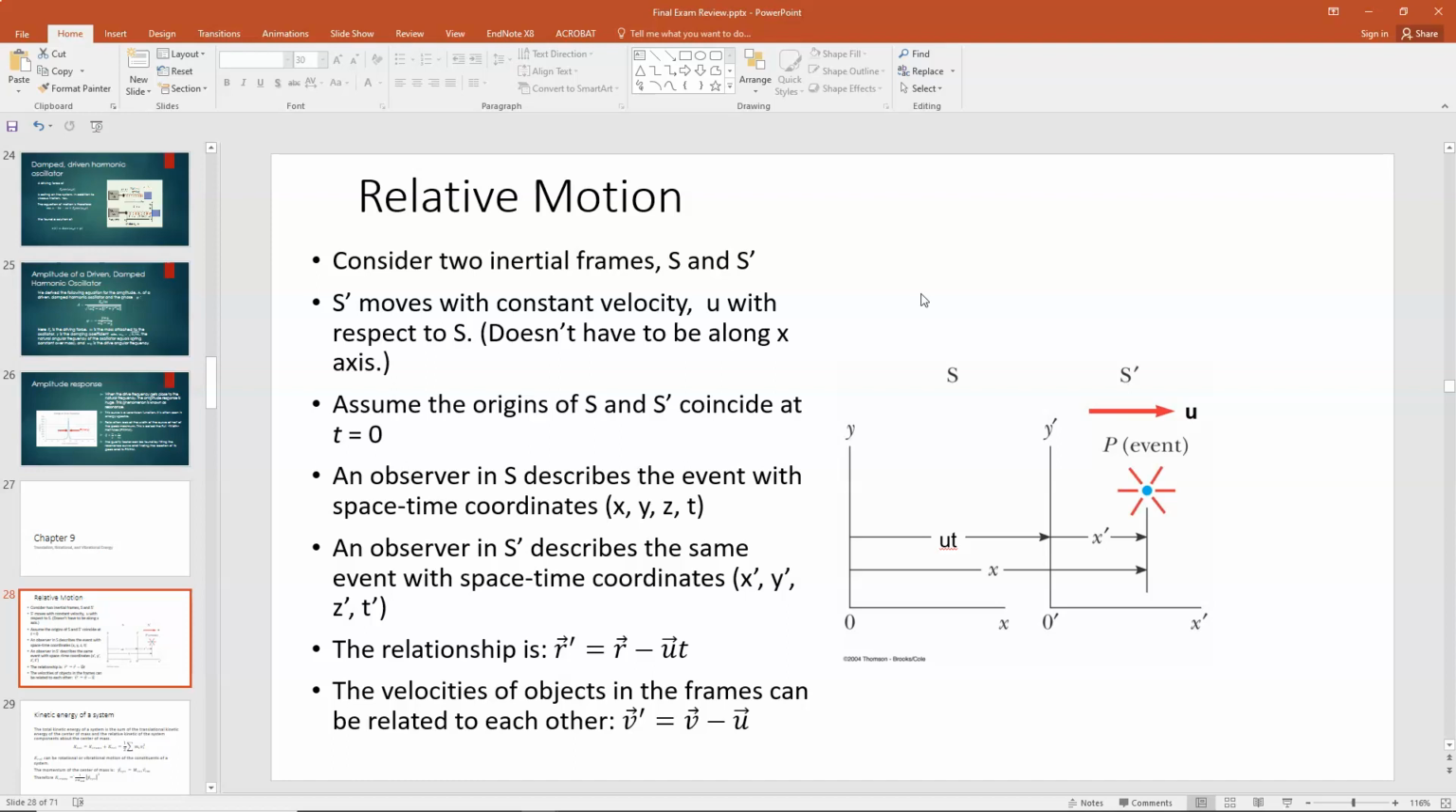The deal is that you're going to assume that the origins of S and S prime coincide at t equal to 0. That's a very important assumption. An observer in S describing an event is going to use space-time coordinates x, y, z, and t. An observer in S prime is going to use space-time coordinates x prime, y prime, z prime, and t prime. If you're going to relate those two things, the relationship for describing the position in one frame with respect to another will be r prime, the coordinate in the moving frame, is equal to r minus ut. The velocities in the frames can be related to each other by simple addition. V prime is equal to v minus u.